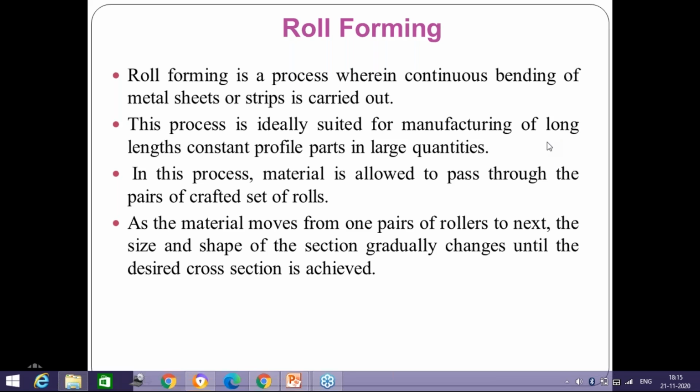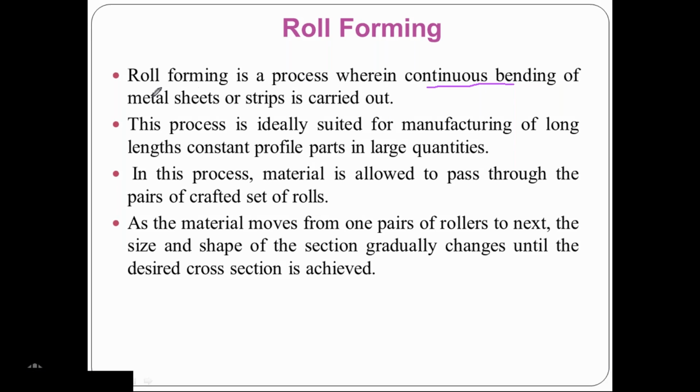So here, in the introductory part of roll forming, the main points to remember are that roll forming is a process where continuous bending of metal sheets is carried out, and this process is suitable for long length constant profile parts, and in this process material is allowed to pass through pairs of a crafted set of rolls, and because of that this process is known as the roll forming process.